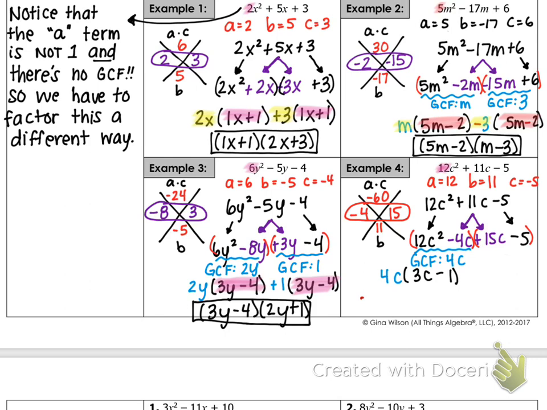What's the GCF on the second half? Well, we have 5, right? And they don't have a c in common, so we can't take out a c. So we're just left with a 5. If we divide 15 divided by 5, we're left with a 3, and then the c just drops down. Negative 5 divided by 5 is a negative 1. Do the middle terms match? They do, so that's one piece of it. And then we take our leftover pieces. That's your final answer.